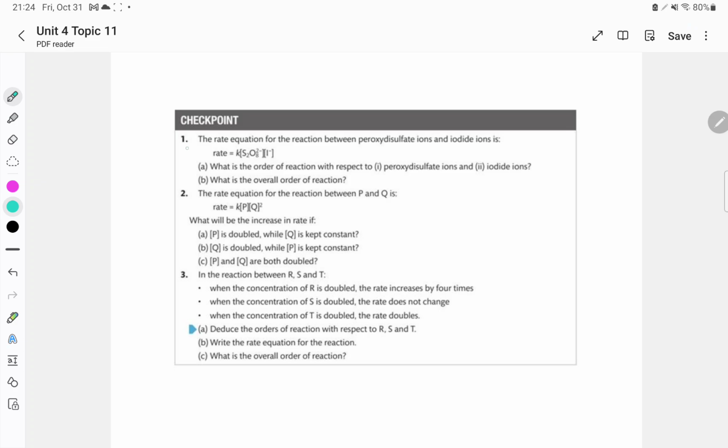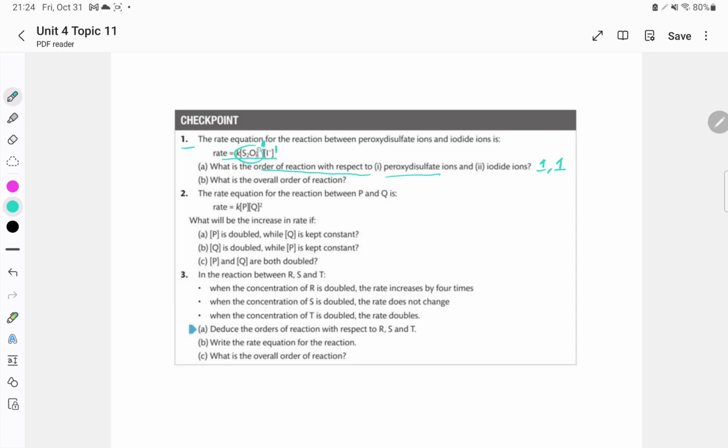Question number 1 says the rate equation for the reaction between peroxydisulfate ion and iodide ion is this. So what is the order of reaction with respect to peroxydisulfate? If you look at this entirety, you will find that it is 1 only. There is nothing written, so that means it's the first order. And what is the order of reaction with respect to iodide? It's also 1. So the answer is 1 for both cases.